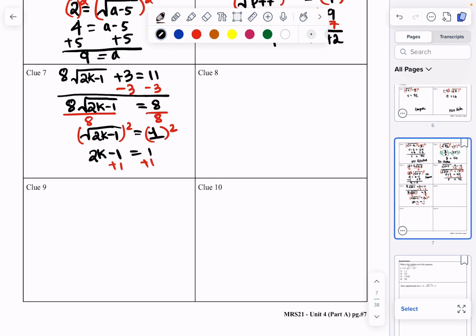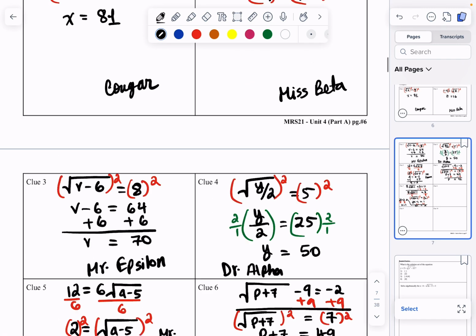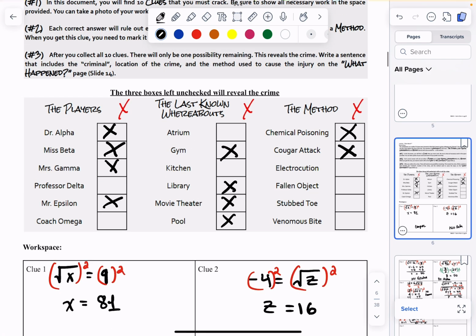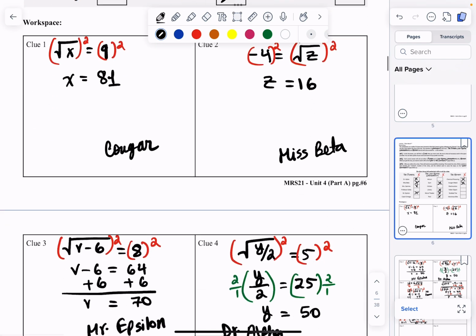And we are left over with 2k is equal to 2. So we have to do a little bit more work here. 2k equals 2, so we divide by 2 on both sides. We have k is equal to 1. And for clue 1, it says the victim was crushed by a fallen object. So let's see, we can cancel out fallen object.